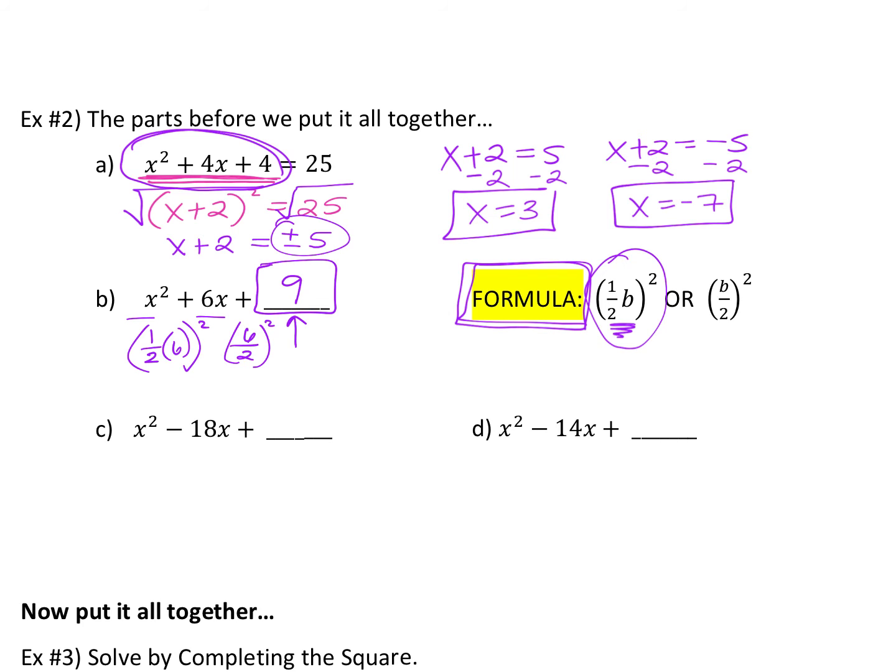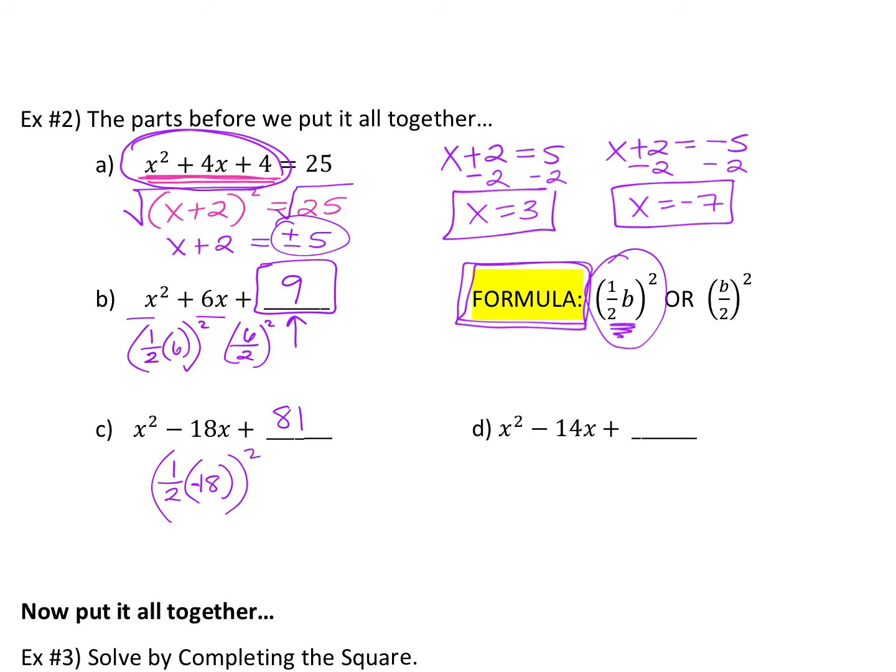Okay? So look at letter C here. We're going to do 1/2 of 18 squared. Now, technically, you guys, it is a negative 18, but when you square a negative, it always becomes positive. So I don't care if you make it a negative 18 or a positive 18. When you square it, it's positive anyway. So that's up to you how you want to write that out. What do you get for your setup here? 1/2 of negative 18 would be negative 9, and negative 9 squared is 81.